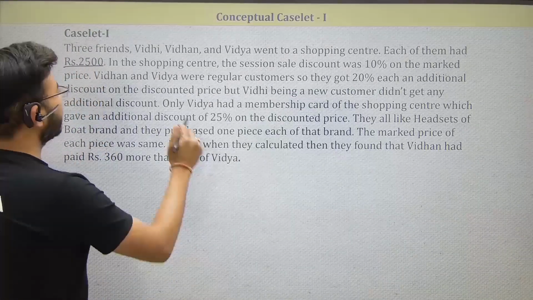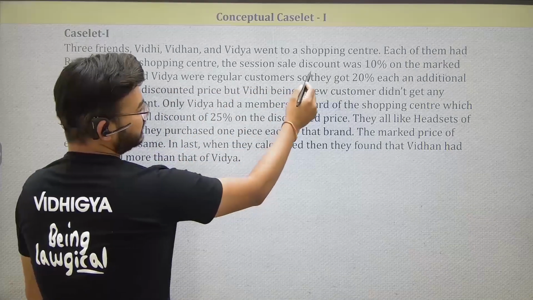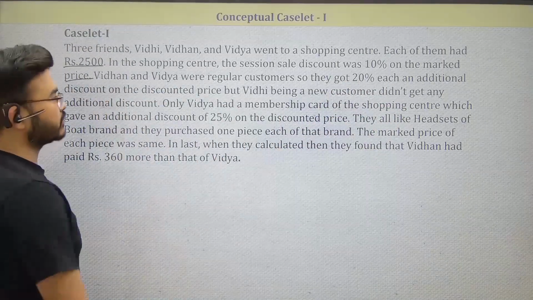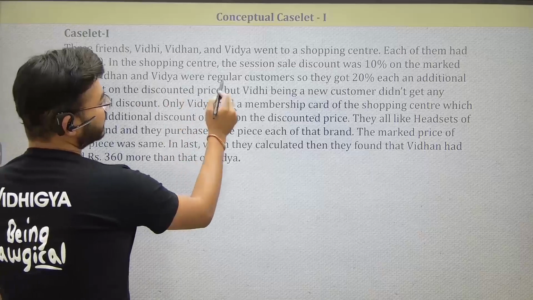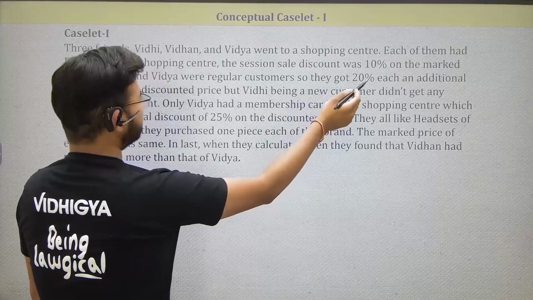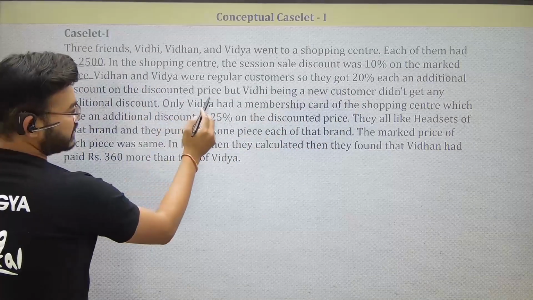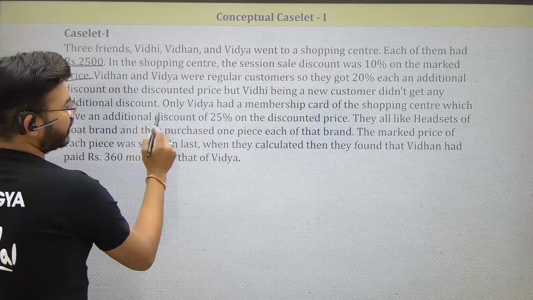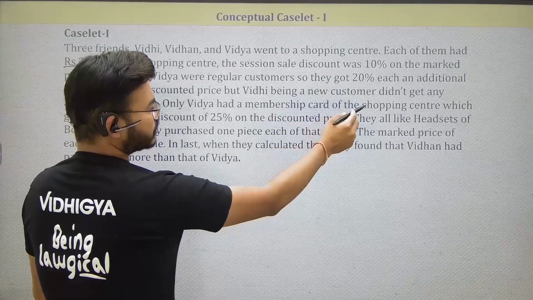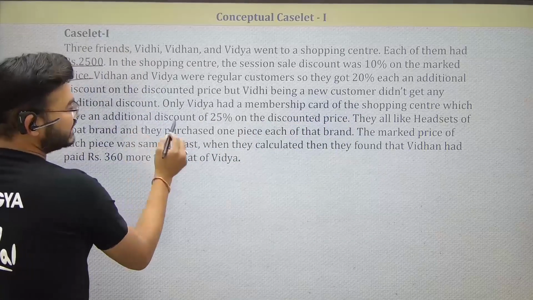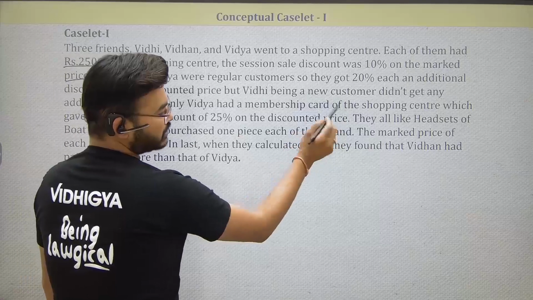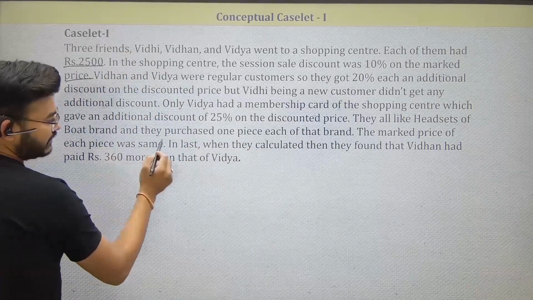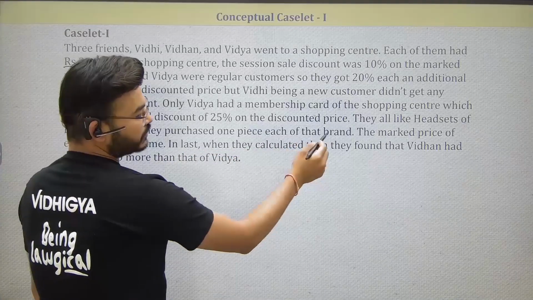In the shopping center, the session sale discount was 10% on the marked price. Okay. Vidhan and Vidya were regular customers, so they got 20% each as an additional discount on the discounted price. But Vidhi, being a new customer, didn't get any additional discount. Only Vidya had a membership card of the shopping center, which gave an additional discount of 25% on the discounted price. They all liked the headsets of a brand and they purchased one piece each of that brand.